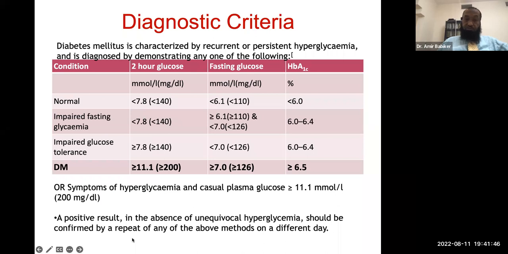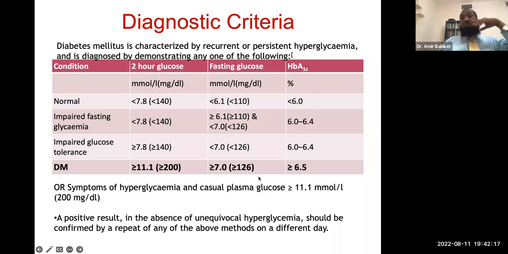Write in the chat. 18, that's right. Okay, so when we say 11.1 millimole, that means 200. A patient who has diabetes will have blood glucose above 200 milligram per deciliter, 11.1, and fasting glucose above 7, which is 126 milligram per deciliter.